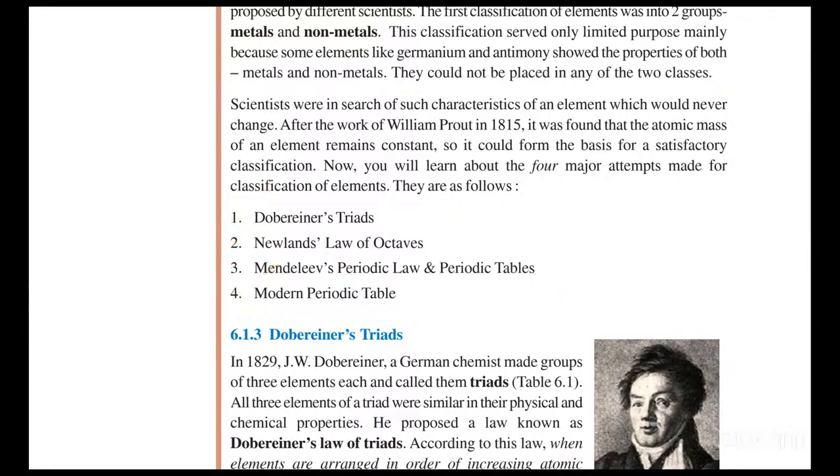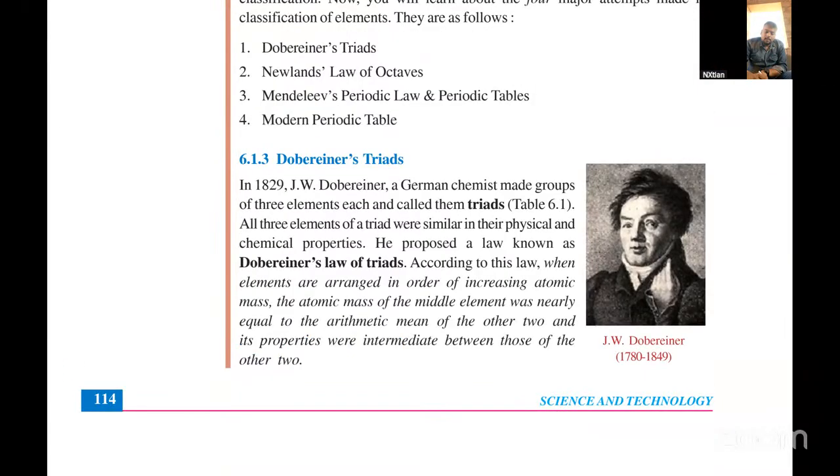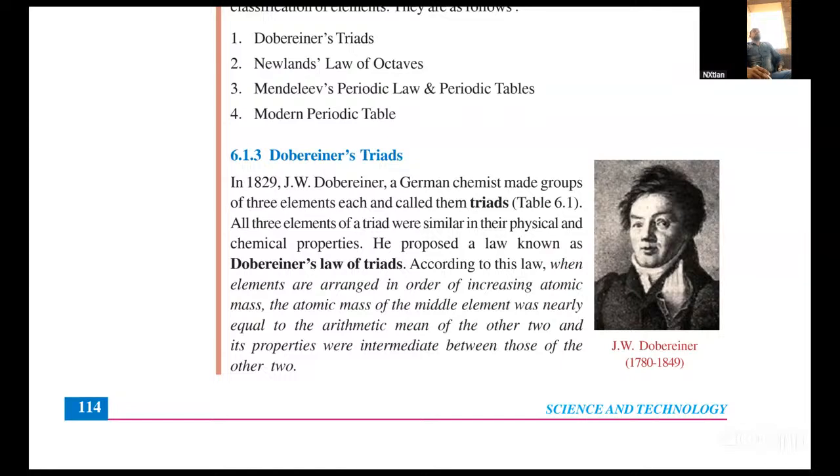Okay. Yes. So now the first one is Döbereiner's triads. What is the meaning of Döbereiner's triad? Okay, Joshua, turn on your camera, please. Joshua. Oh, yeah. So the Döbereiner triad is basically a triad. Triad basically means a combination of three. It's nothing else but a combination of three.